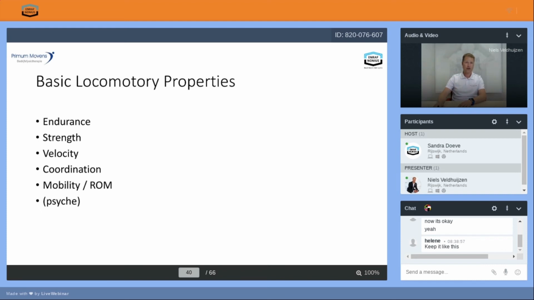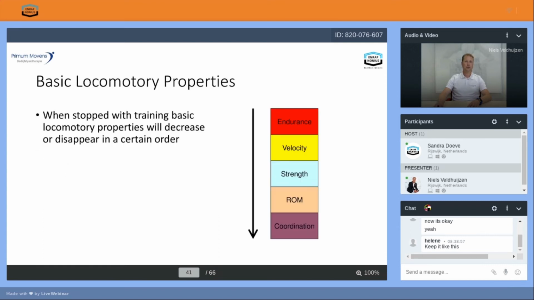Then we have to talk about the basic locomotory properties. And maybe you don't know the term, they're also called general fitness items. But when you move, with any movement that you do, you have to have a certain endurance, you have to have a certain strength, you have to have a certain movement speed or the velocity, you have to have coordination, you have to have mobility, the range of motion. And some theories also mention the brain or the psyche as a basic locomotory property, but in fact it's the first 5 that are called the so-called basic locomotory properties.